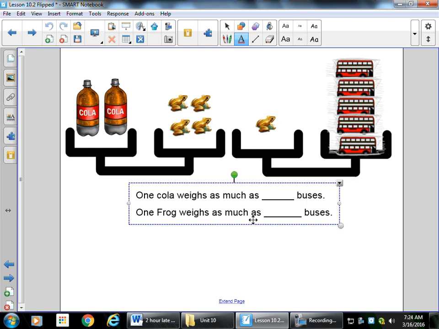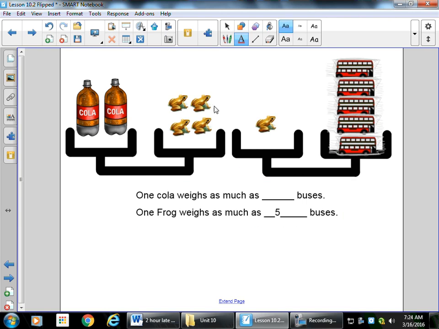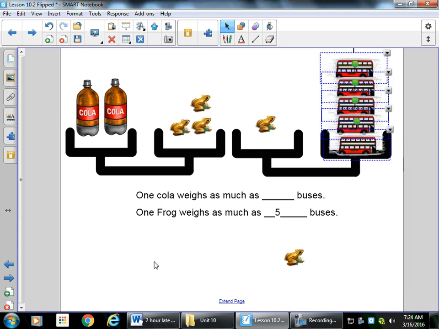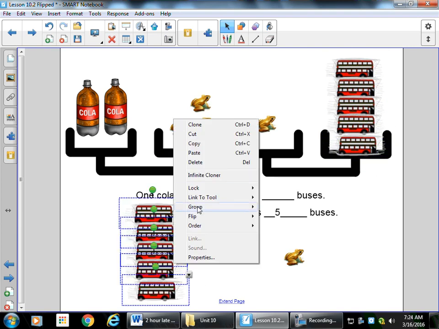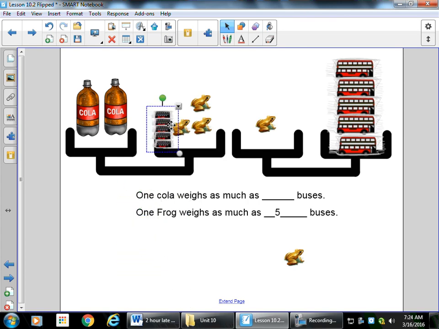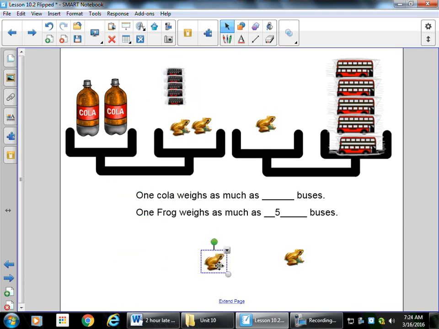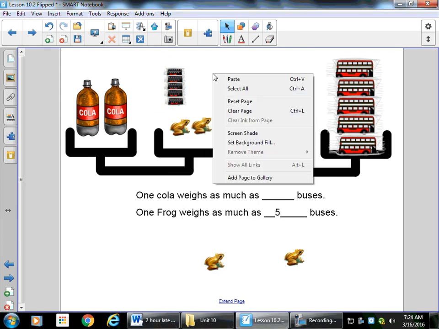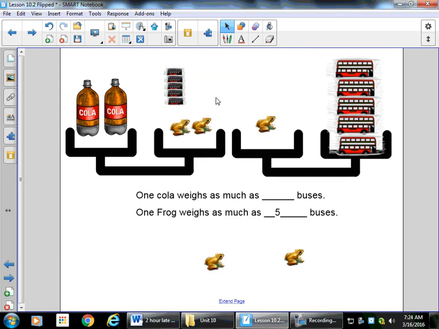Change this. So how do I do this? Now, if one frog weighs the same as 5 buses, I'm going to go ahead and take away one frog here, and I'm going to transform it into 5 buses. I'm going to get rid of this frog and make 5 more buses. Pretty big frogs. I'm going to take this frog and get rid of it and make 5 more buses. Get rid of that frog, make 5 more buses.